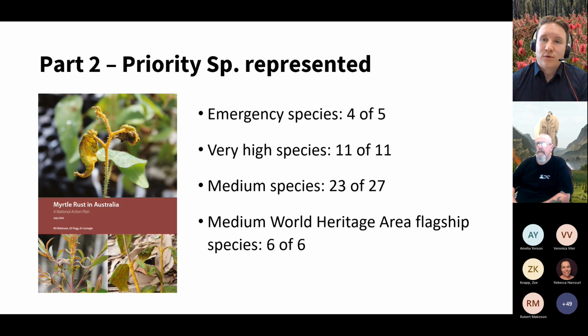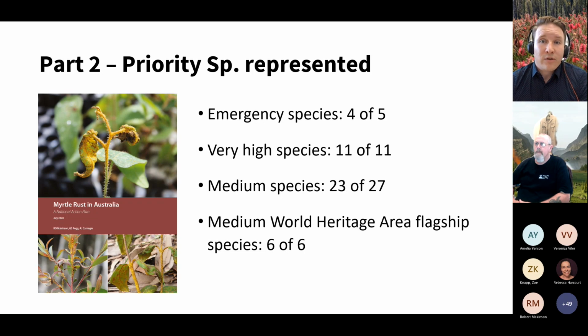So moving on to part two of the survey. As Bob said, in 2020, the Myrtle Rust Action Plan was published, and it named some priority species and placed them into categories to indicate the level of risk that myrtle rust presents to their survival in the wild. And these categories were emergency, very high, and medium.